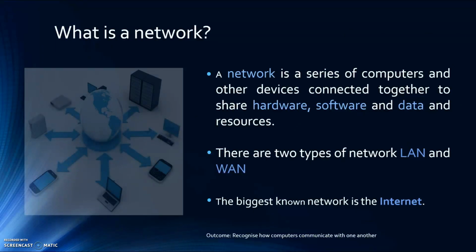So here again is what is a network. A network is a series of computers and other devices connected together to share hardware, software and data. It just makes it far easier at school, which is what you do at school, you're on a network, and also for businesses such as banks and the gym, for example. Everyone has a network. Even if you put two devices together, you've created a mini network. So there are two types of networks, LAN and WAN, and the biggest known network is the internet.